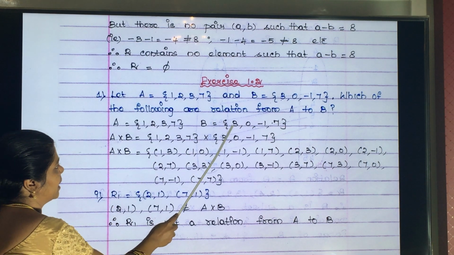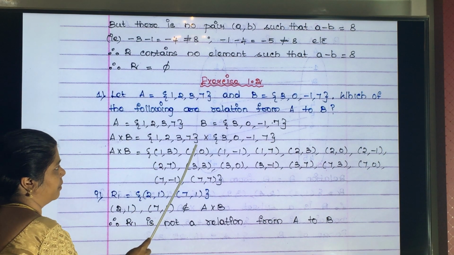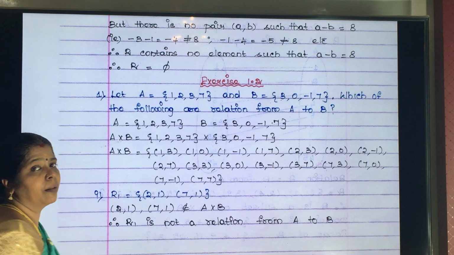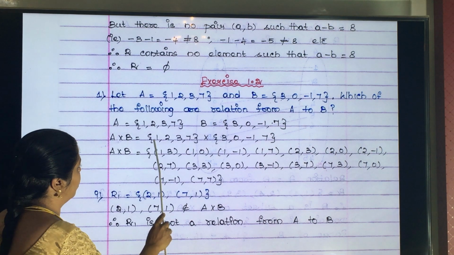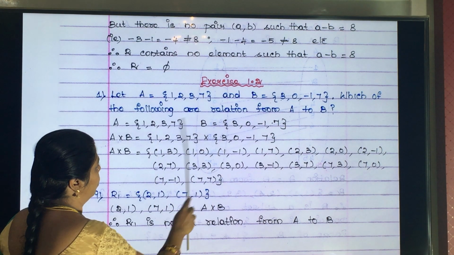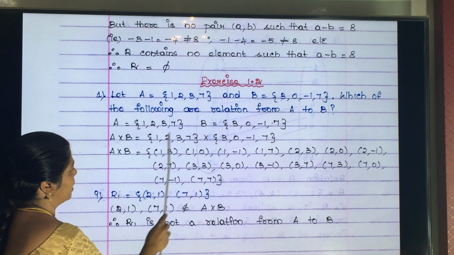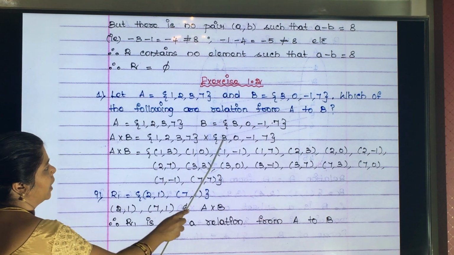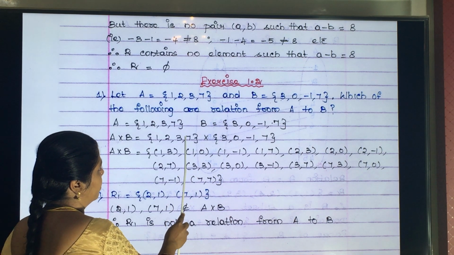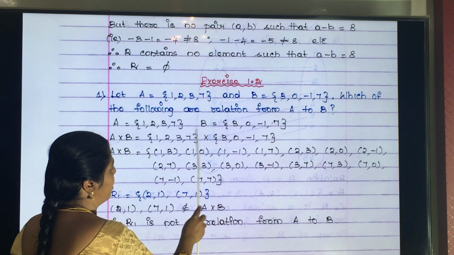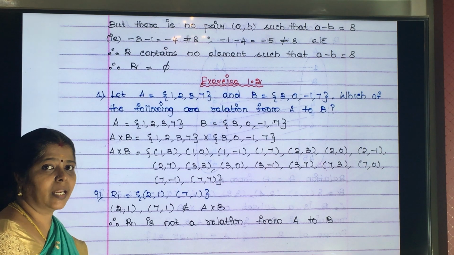So writing set A and set B, we are trying to find A cross B. A cross B is the Cartesian product: the set of elements of set A with the elements in set B. We all have studied Cartesian products. So (1,3), (1,0), (1,-1), (1,7). Next with 2: (2,3), (2,0), (2,-1), (2,7). Next with 3: (3,3), (3,0), (3,-1), (3,7). And next with 7: (7,3), (7,0), (7,-1), (7,7). So this becomes the Cartesian product A cross B.